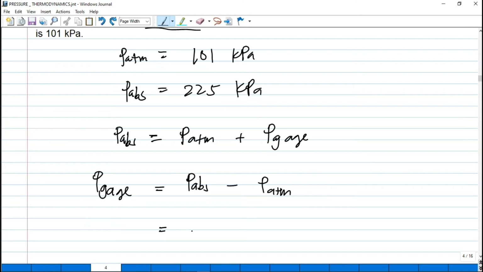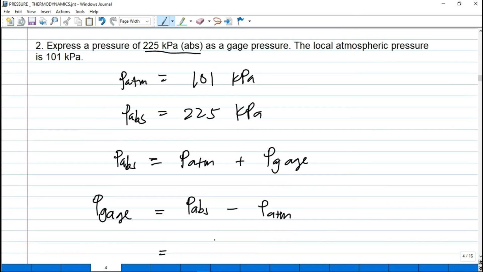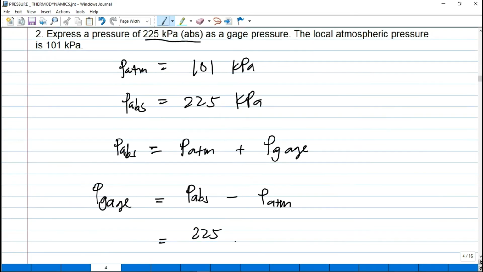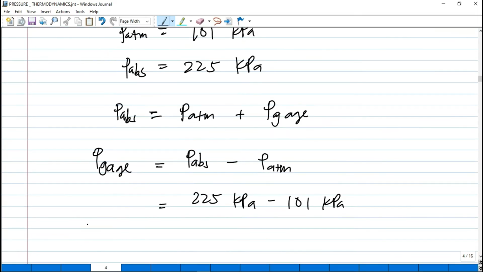So gauge pressure is equal to, ang absolute pressure natin is given as 225 kilopascals, then atmospheric natin is 101 kPa. So the gauge pressure is equal to 225 minus 101 kilopascals. So that is 124 kilopascal gauge. So 124 kilopascal gauge. So this is the answer for the second problem.